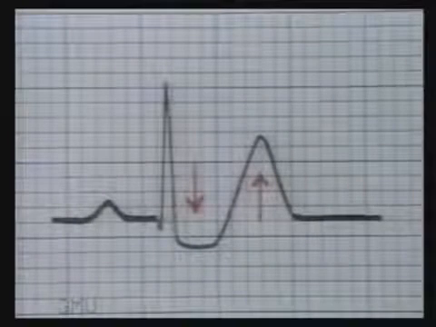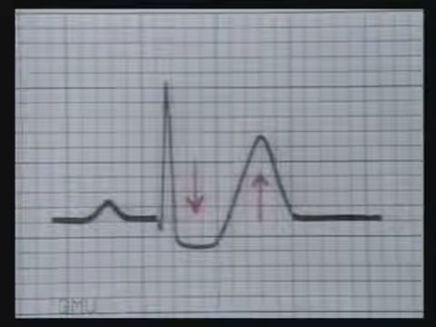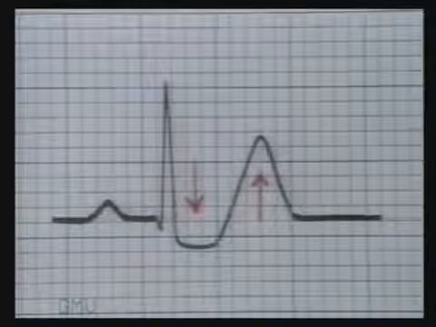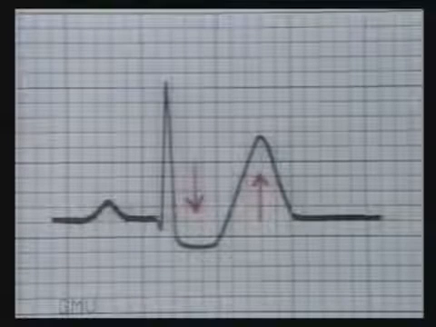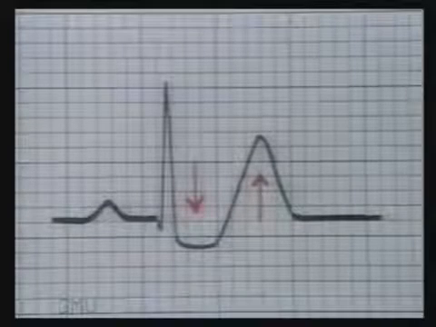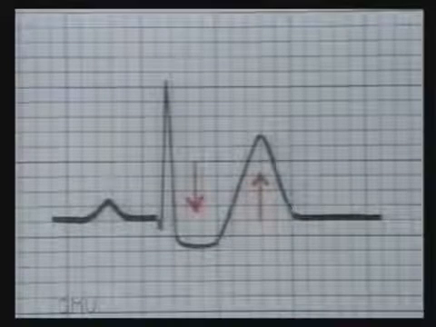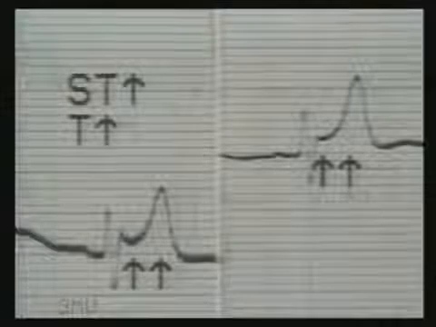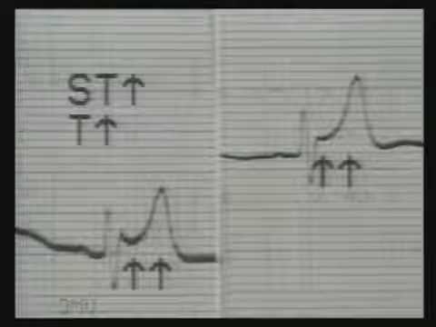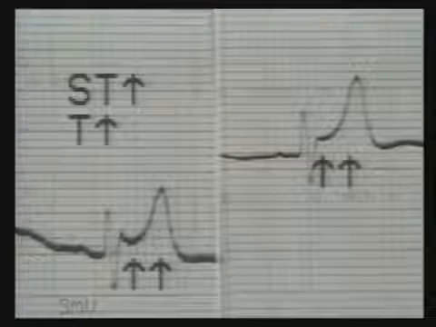The diagnosis is supported by reciprocal changes in the leads facing the opposite wall. These leads will show a depression of the ST segment and tall upright T waves. Now in clinical practice, these changes do not appear simultaneously.